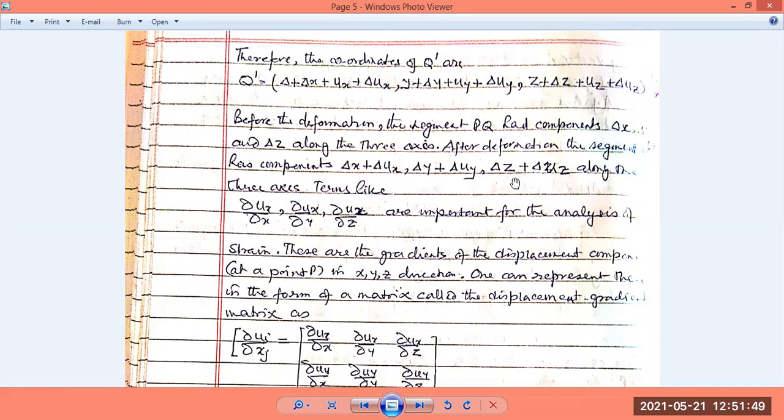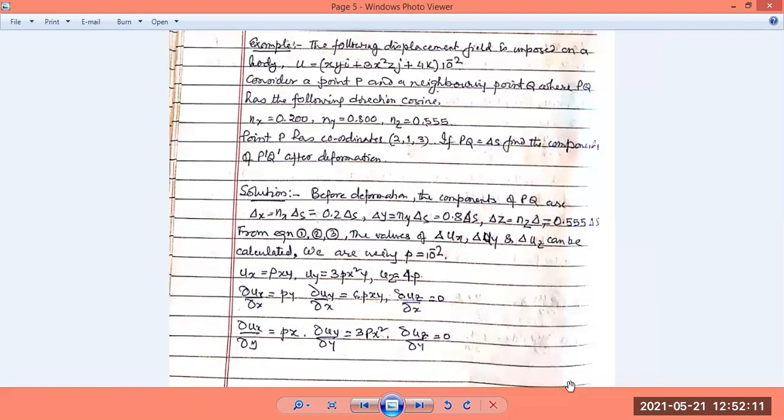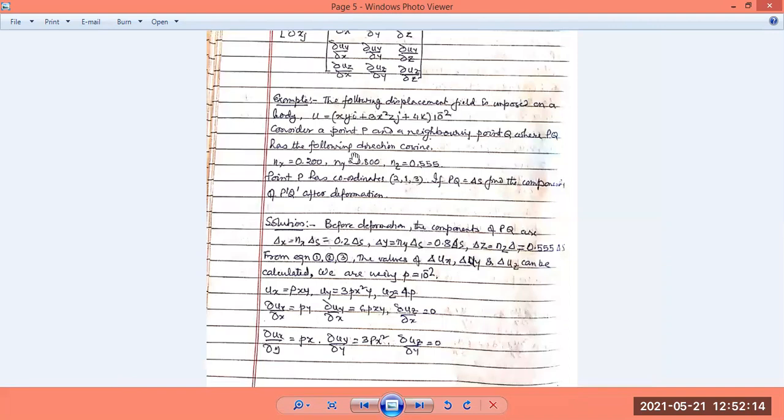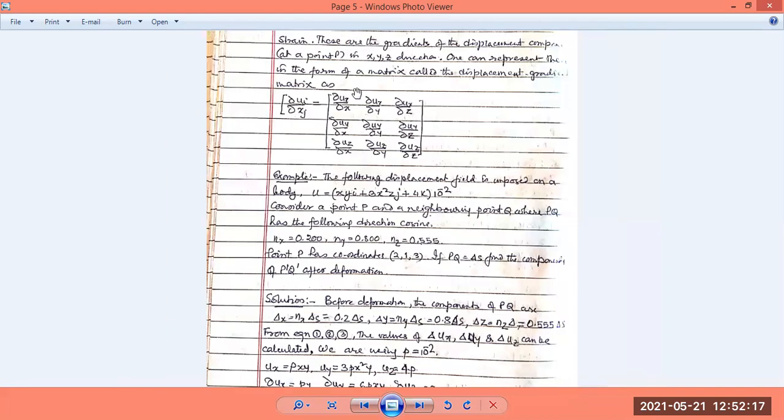The terms like delta ux by delta x and delta ux by delta y are important for the analysis of the strain itself. These are the gradients of the displacement components at P in the x, y, z directions. One can represent them in the form of a matrix called the displacement gradient matrix, with rows of delta ux by delta x, delta ux by delta y, delta ux by delta z, and similarly for uy and uz.